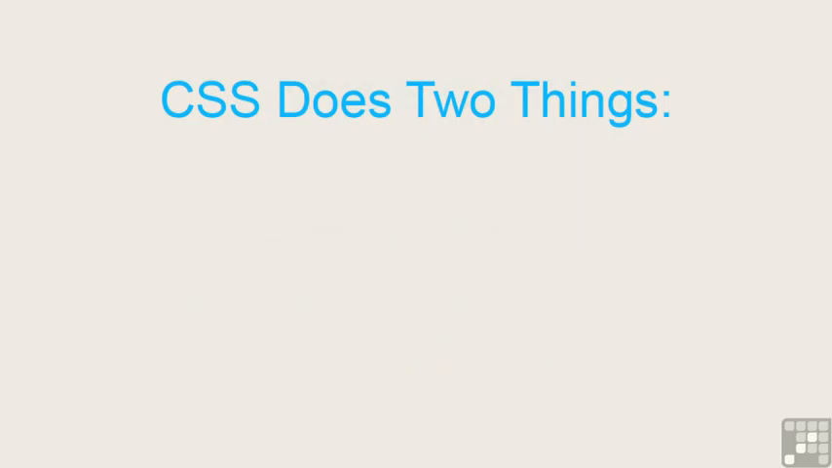Now, CSS does two things. It was built with two purposes in mind. Number one, CSS controls all of our text formatting, things like fonts, colors, sizes, and even deeper into typography like leading, if you know about leading, and word spacing and letter spacing and all kinds of heavy duty stuff.